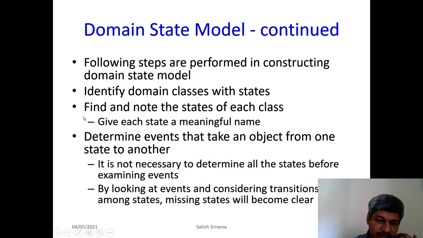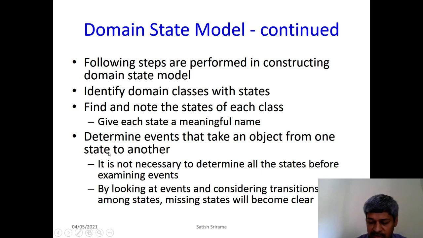Every step in this sort of object-oriented modeling is an iterative procedure. And at any time, if you feel it is not comfortable, you go back to the previous stages and then come back again. There's no problem with this. Sometimes, by looking at the events and considering the transitions among the states, you may find that you missed a certain state before, which may become obvious now. Then you will be adding those new states as well.